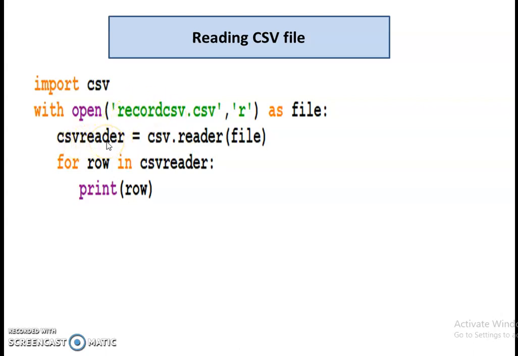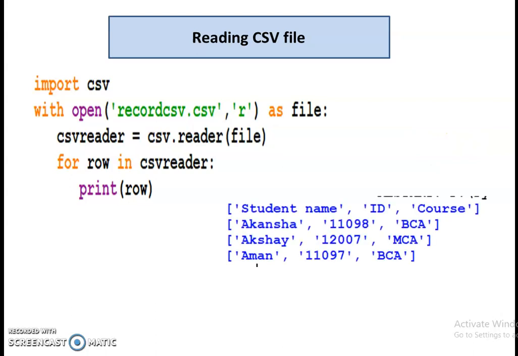Now we can extract each row from this CSV reader using a for loop. So here we are writing a for loop. We are extracting each row from the CSV reader, storing it in row, and printing the value of this row. After running this code, it will print all the rows of this particular file, record CSV.